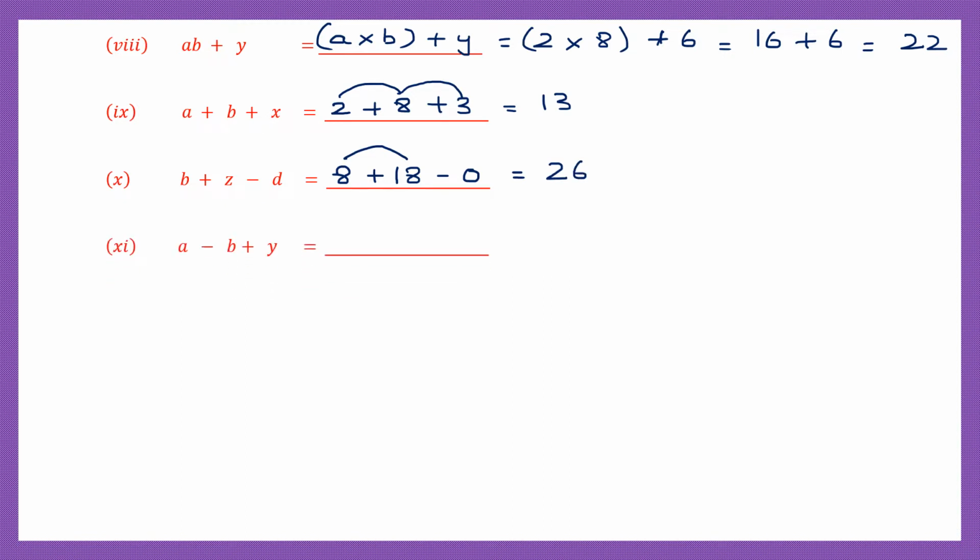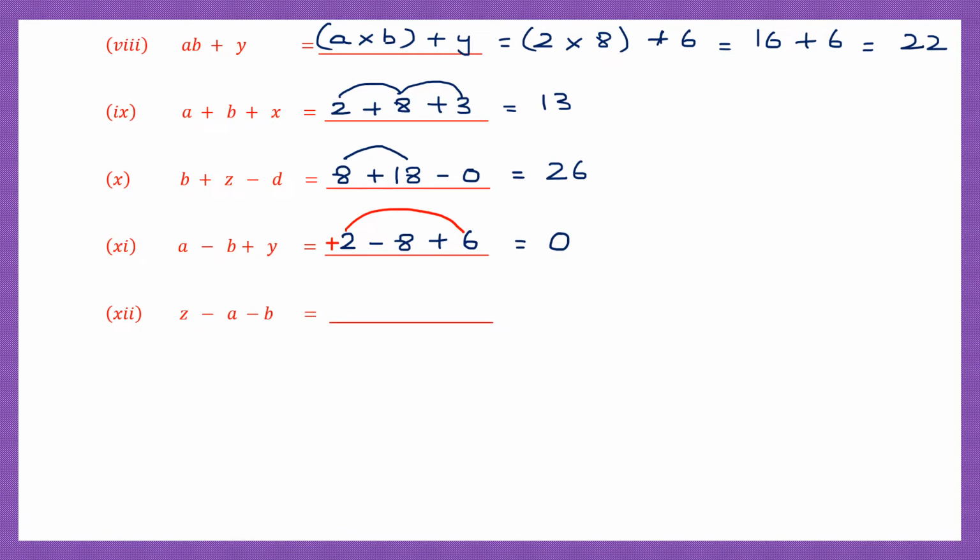Next one, a minus b plus y. So a is 2 minus b is 8 plus y. Y is 6. So here we have 2 minus 8 plus 6. So when you have addition and subtraction, you need to be careful. So add the numbers with a plus sign. So we add up these two. 2 plus 6 is 8. Then 8 minus 8 is 0. So the answer to this question is 0.